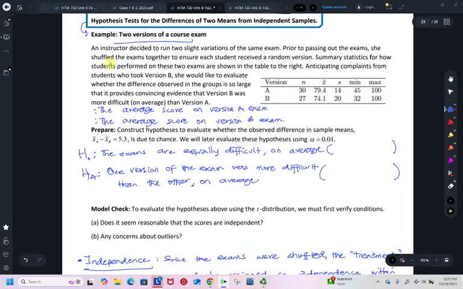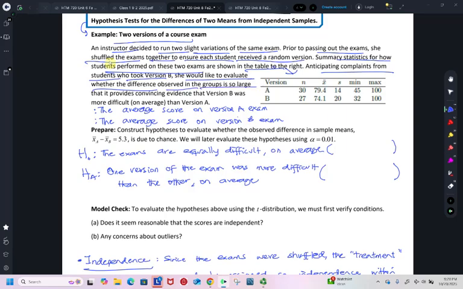An instructor decided to run two slight variations of the same exam. Prior to passing out the exams, she shuffled the exams together to ensure each student received a random version. Summary statistics of how students performed on these two exams are shown in the table below. Anticipating complaints from students who took version B, she would like to evaluate whether the difference observed in the groups is so large that it provides convincing evidence that version B was more difficult than version A.